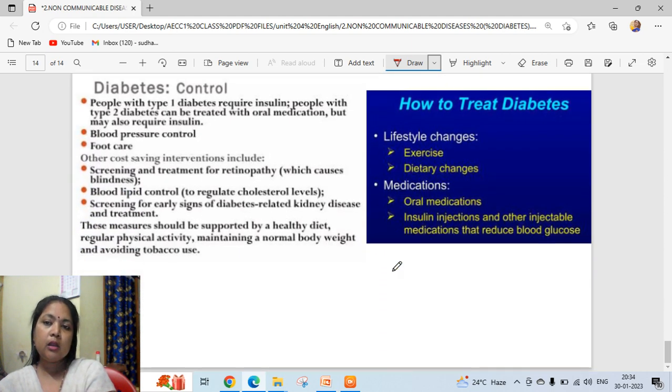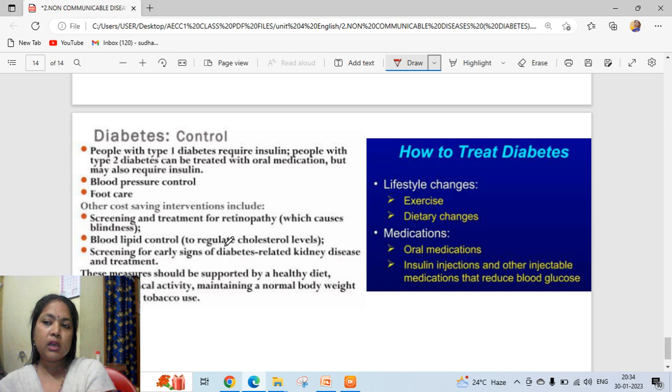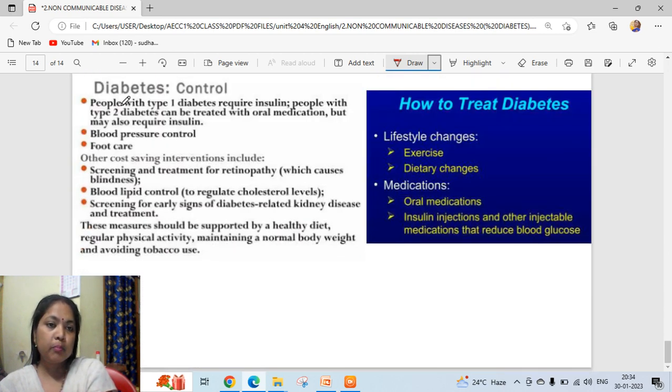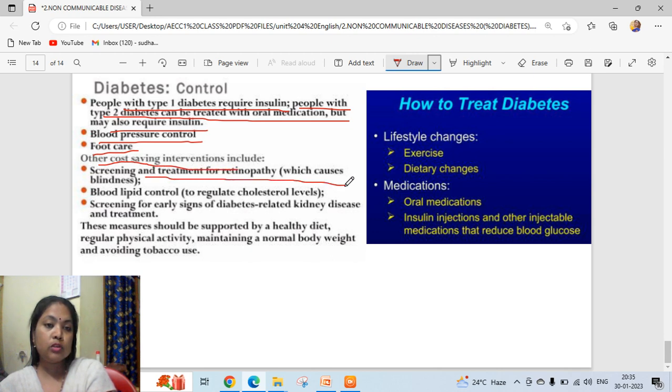Okay, then diabetes control, how we can control diabetes. People with type 1 diabetes require insulin, and people with type 2 diabetes can be treated with oral medication but may also require insulin. Then blood pressure control, foot care and other cost saving interventions include screening and treatment for retinopathy, which causes blindness. Then blood lipid control to regulate cholesterol levels.